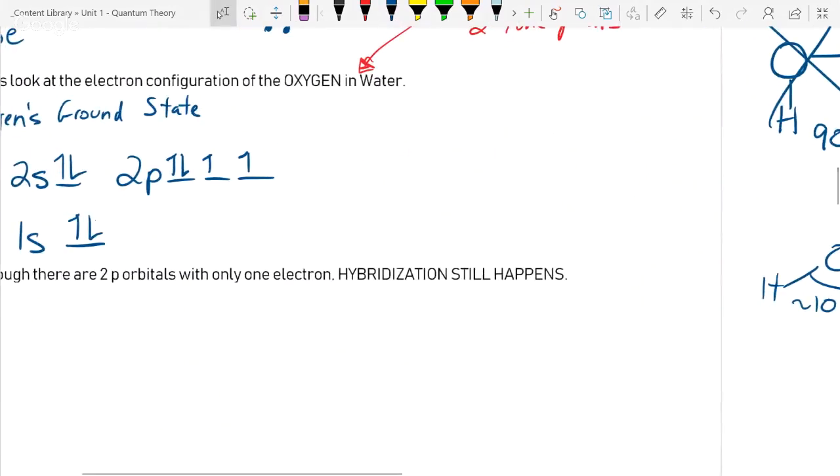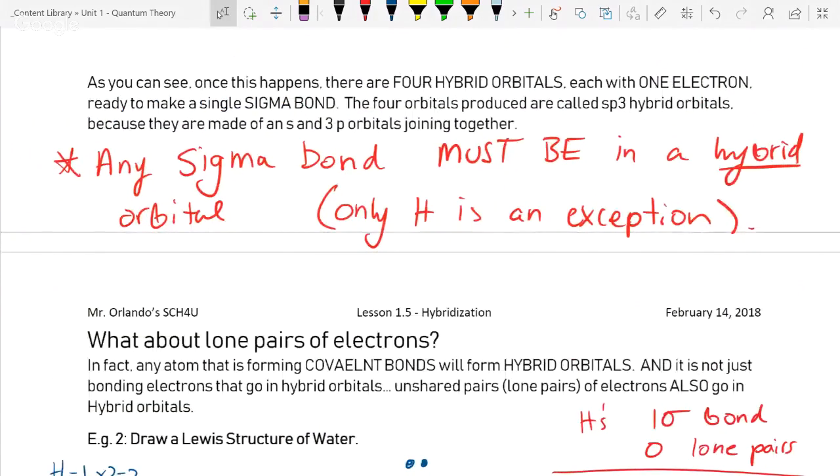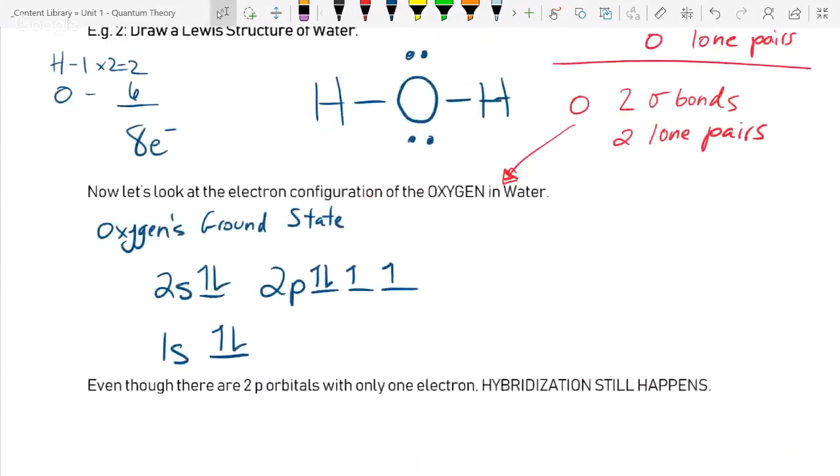So this doesn't work. Even though we have two bonds here, remember we said single bonds always have to be made in what kind of orbital? Hybrid orbitals. Any sigma bond must be in a hybrid orbital. Are these electrons in a hybrid orbital? Now here's the problem. If I'm going to get them into a hybrid orbital, I have to hybridize them with the s. But the s is already full, which means even though we have these lone pairs, again, this whole thing is going to be hybridized.